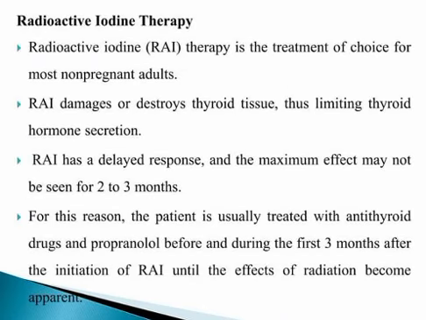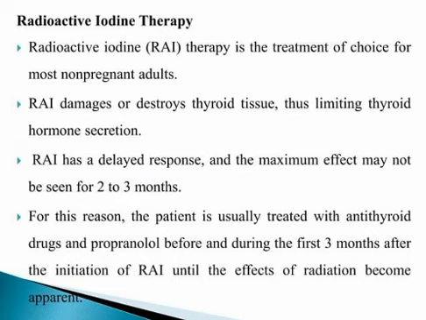Next will be the radioactive iodine therapy. Radioactive iodine therapy is the treatment of choice for most non-pregnant adults. Mostly the non-pregnant adults will choose the radioactive iodine therapy. It damages or destroys the thyroid tissues, thus limiting the thyroid hormone secretion.